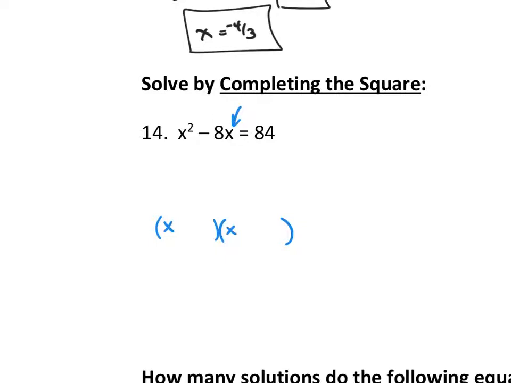Because when I do b divided by 2, it gives me a negative 4. Because b divided by 2 gives me a negative 4, so I'm going to put it into both of those slots. But b divided by 2 squared gives me a 16. So what we're really doing here is we are adding 16 onto both sides.